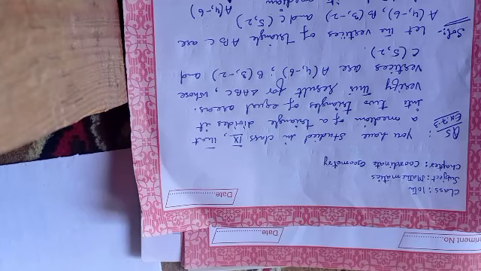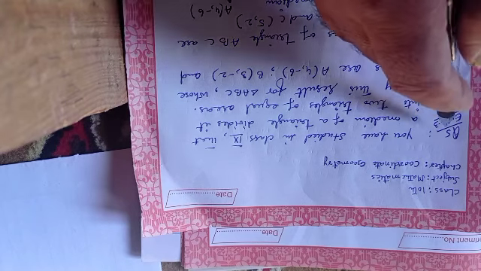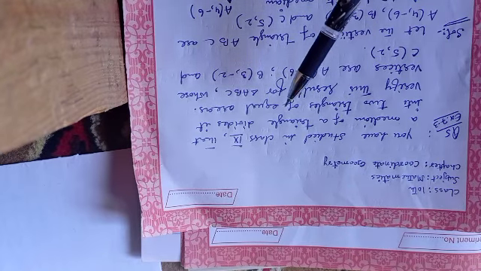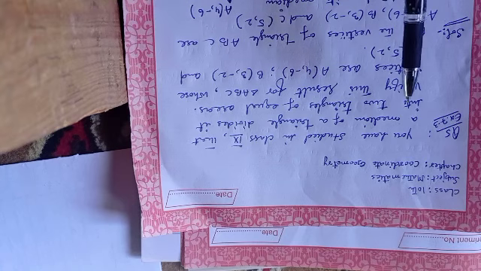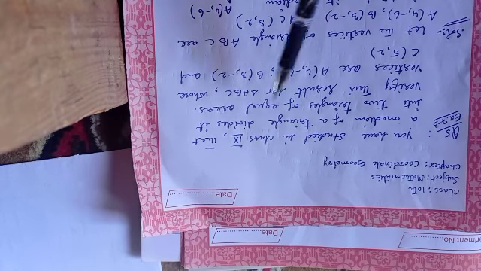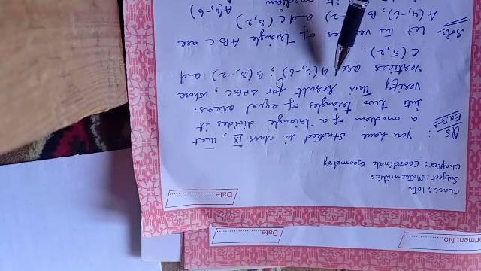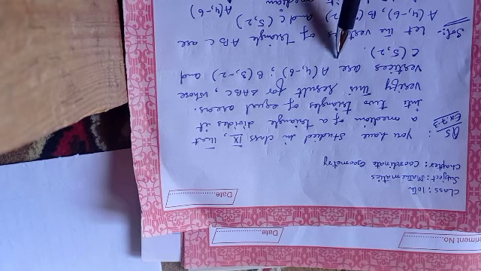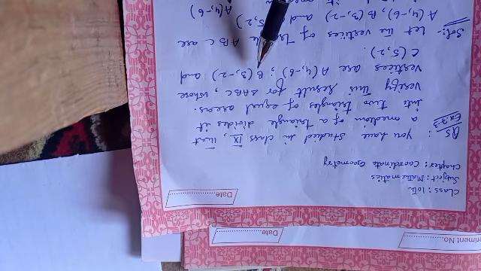My dear 10th class students, our chapter is coordinate geometry and we are solving the last question of this chapter. So this is question number 5, exercise 7.3. Question is, you have studied in class 9th that a median of a triangle divides it into two triangles of equal areas. Verify this result for triangle ABC, whose vertices are A(4, -6), B(3, -2), and C(5, 2).